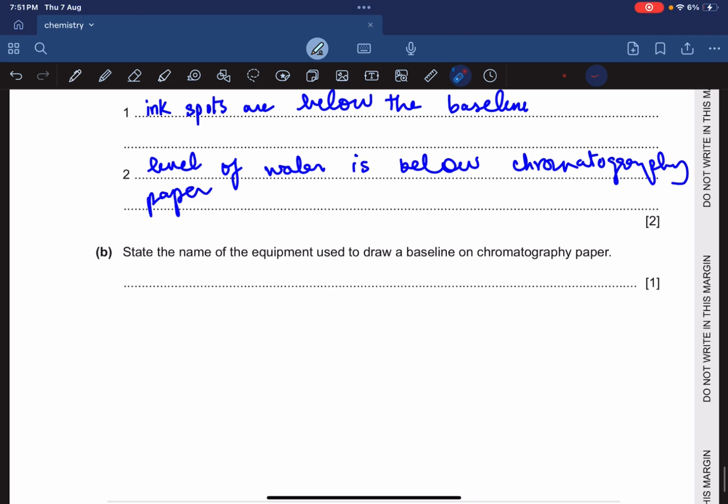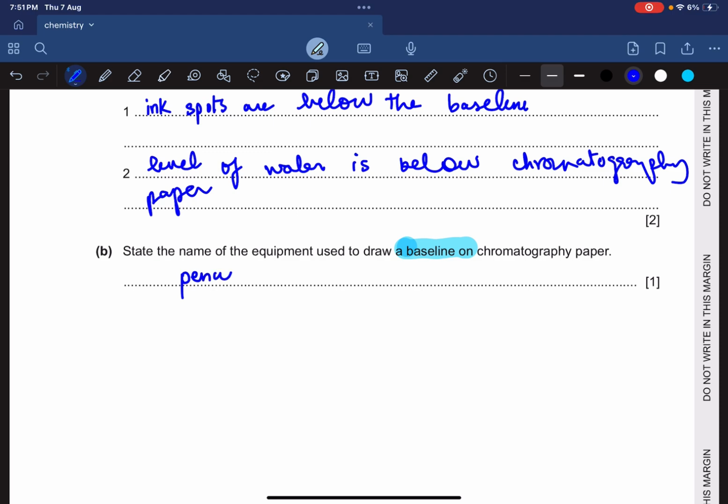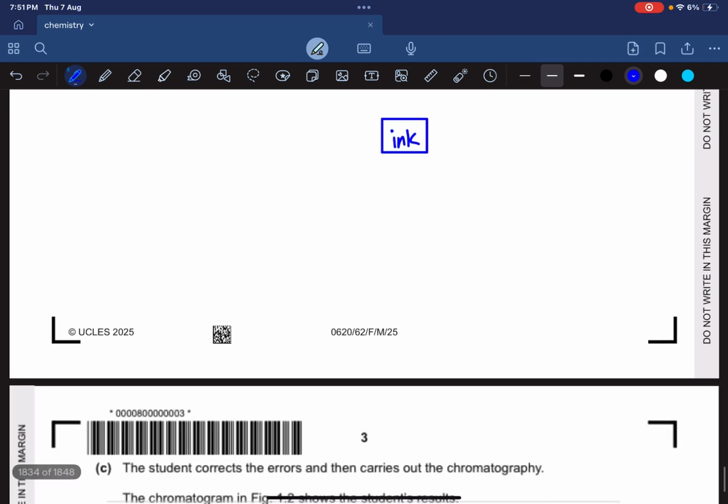State the name of the equipment used to draw the baseline on a chromatography paper. It's a repetitive question. They always ask how you draw the baseline. You should know that we always draw it with a pencil. Never use an ink pen. Why? Because a pen itself contains ink, which is a mixture of dyes, so it can interfere with your chromatography.